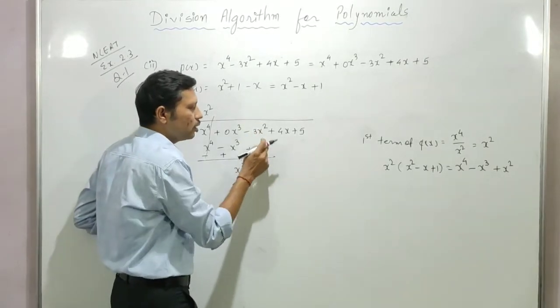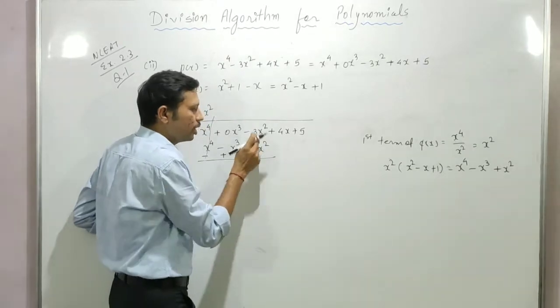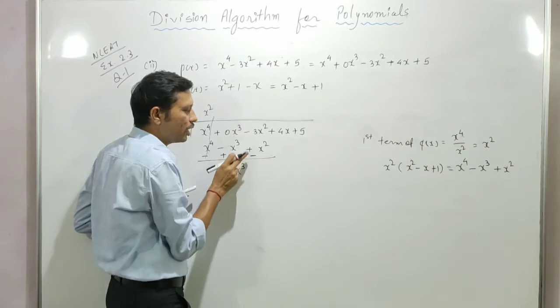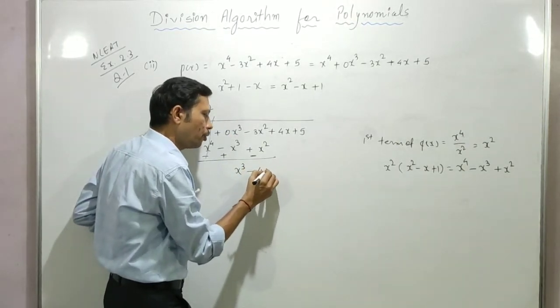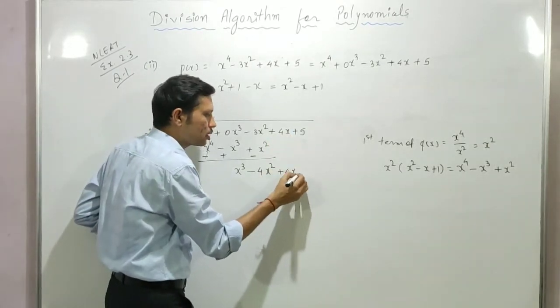Then these are again x square like terms. It's 3x square, it's 1x square. Make the addition, because the signs of both terms are the same. This one is negative, this one is also negative. So minus 4x square. Now carry the 4x here, so plus 4x.